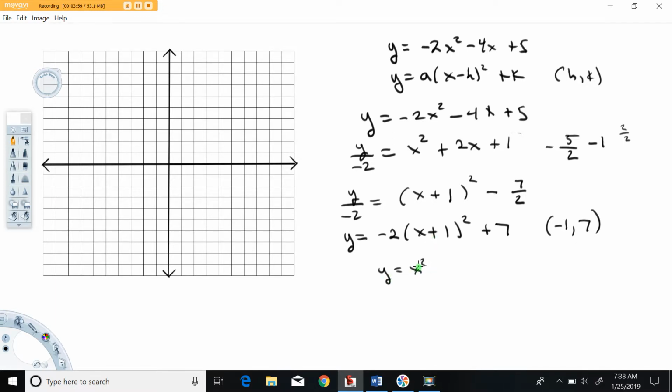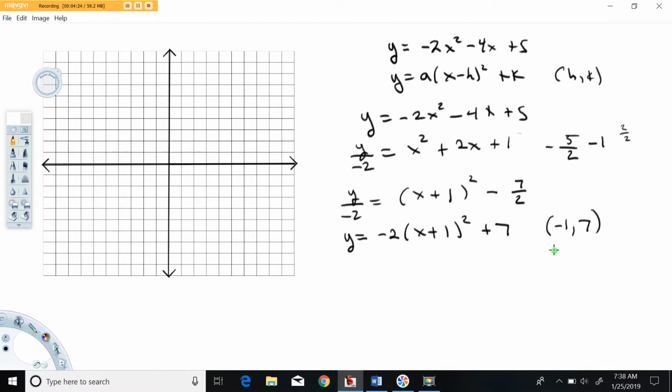Just kind of do a quick comparison here. Remember that this x plus 1 would shift it left 1, and that's why we've got this minus 1 there at the vertex. Remember that the negative 2 here, the minus sign will reflect it about the x-axis, right? That's why it opens down. The 2 will change its shape vertically, and the 7 will lift it up 7 units. So just a quick reminder about function transformations or translations.